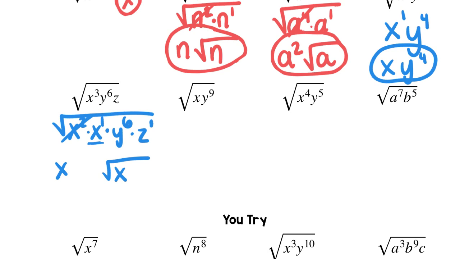The next one is y to the 6th. 6 divided by 2 is 3, so you can pull that out. And then this z has to stay under there. So that should be your answer on that one.